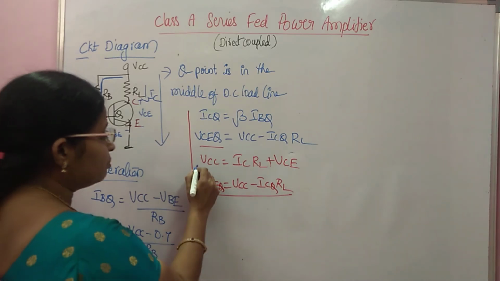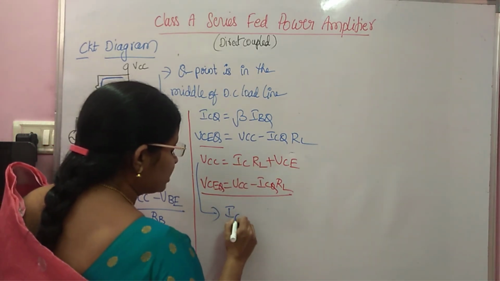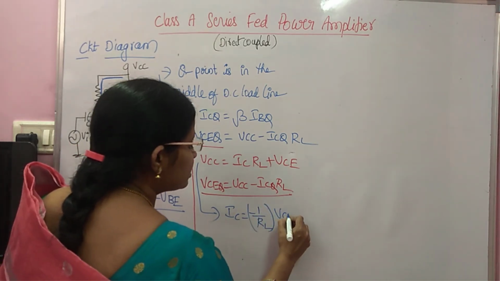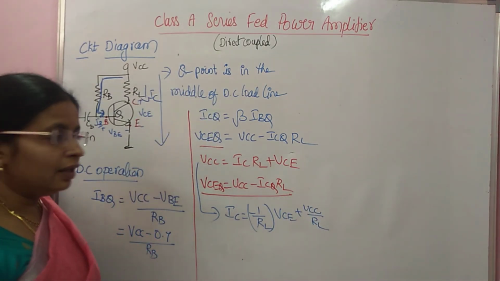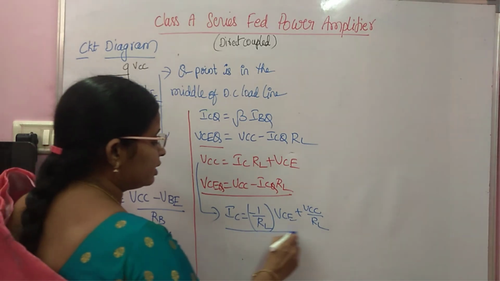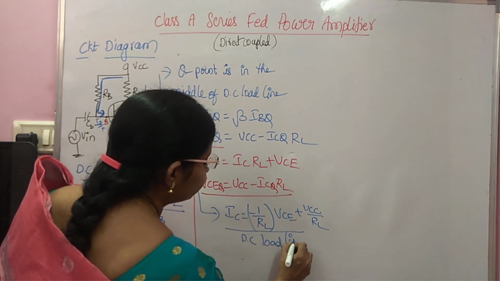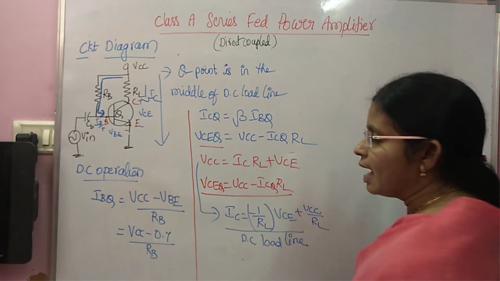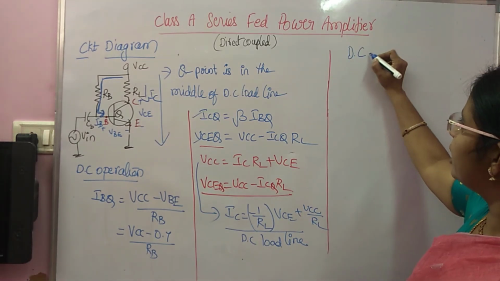Then from this you can write the load line also. What is the load line? IC is equal to minus 1 by RL into VCE plus VCC by RL. So this is totally the load line. What type of load line is it? It is the DC load line. Now the last point under DC operation is DC input power.